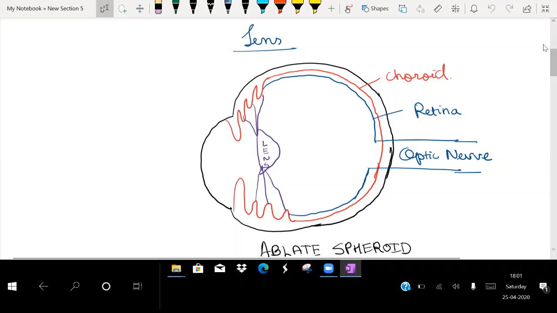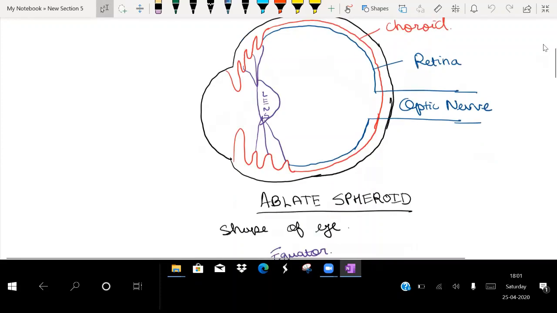Today's topic of discussion is cataract. Before talking about cataract, I would like to discuss a little of anatomy of the lens. So this is the rough eye diagram. So we all know that the eye is an oblate spheroid in shape.